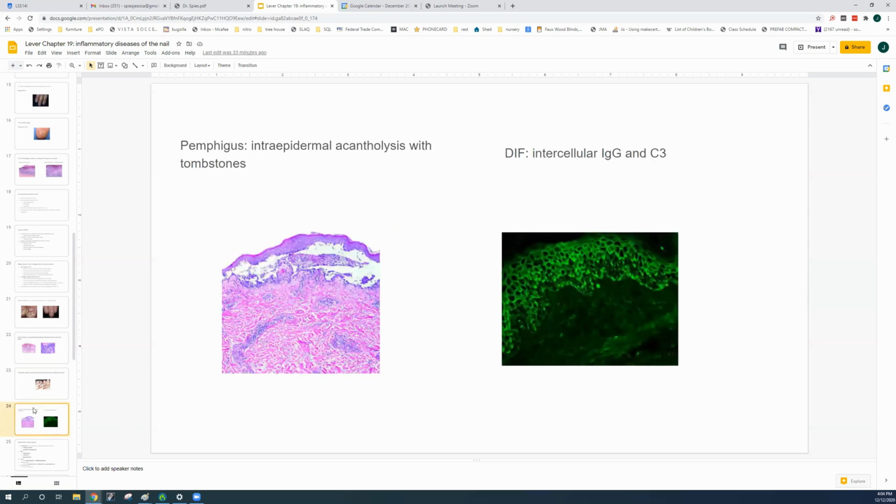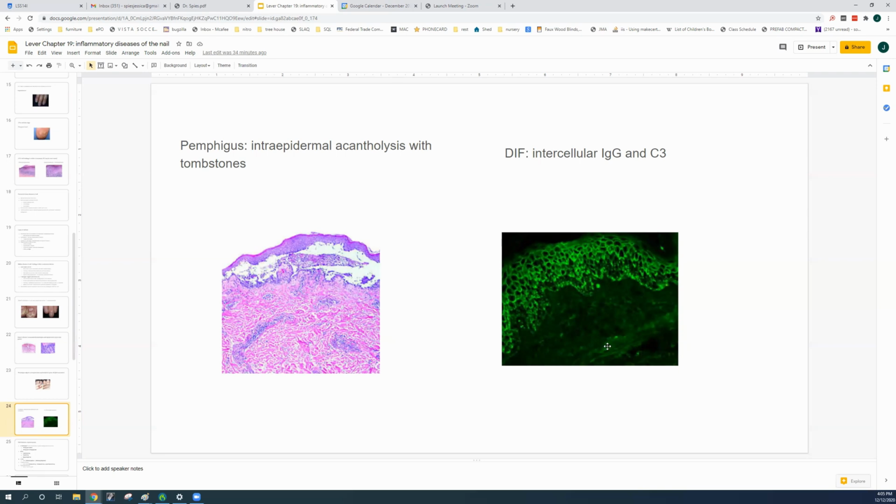Here's what pemphigus looks like under the microscope. You get acantholysis, but not usually very much dyskeratosis like you see in Darier's disease. And you have these characteristic tombstones, these dermal papillae covered by a thin layer of keratinocytes that are still intact, with everything above them having come unmoored from their neighbors.